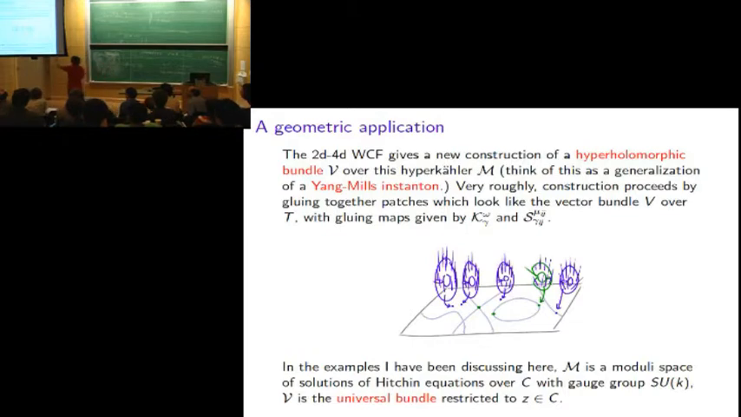I mean, it's just what you'd think, right? Now we've got a vector bundle over it. And this vector bundle has to get along with the hyperkähler geometry. It means it's a hyperholomorphic vector bundle. Think of hyperholomorphic as like a generalization of a Yang-Mills instanton. If M is 4-dimensional, that would mean a Yang-Mills instanton. OK, fine. So in the case of the Hitchin moduli space, in the examples we've been discussing here, this vector bundle is the universal bundle, the universal solution of Hitchin equations.